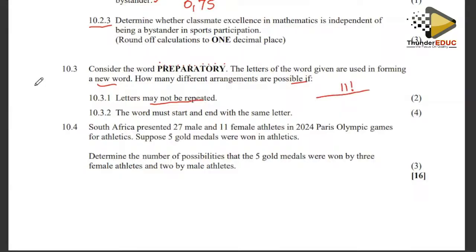Then we're going to divide, because we can see that there are letters that are the same. For example, we have 2 A's, so that's going to be 2 factorial. We have 2 P's. Which other letters are repeating? The R, 1, 2, 3, which is 3 factorial. So when you divide that, we're going to get 1,663,200. So those are the different arrangements that we can get.